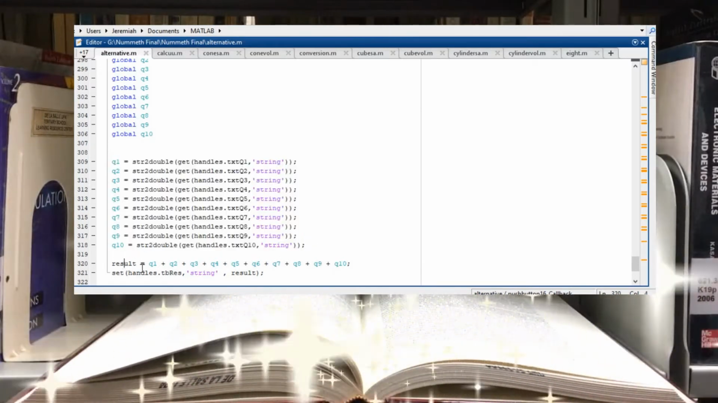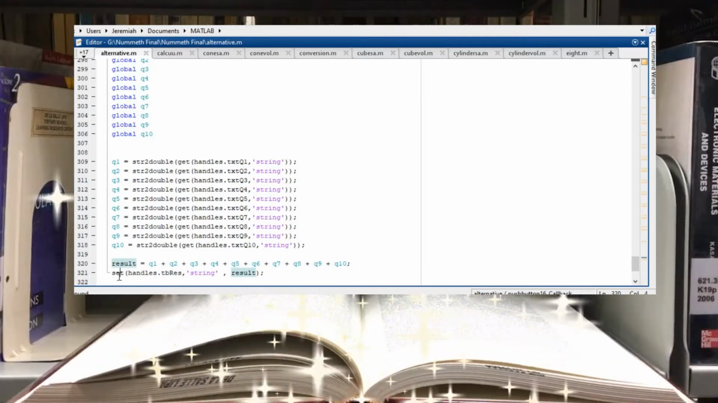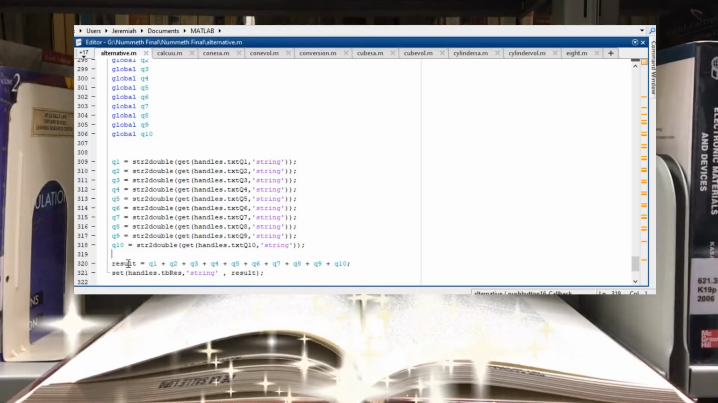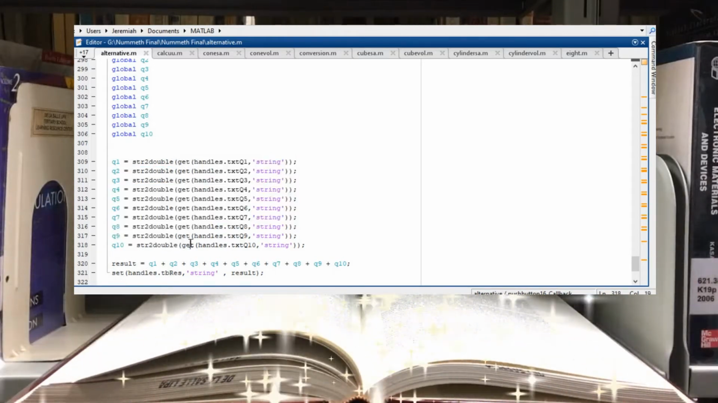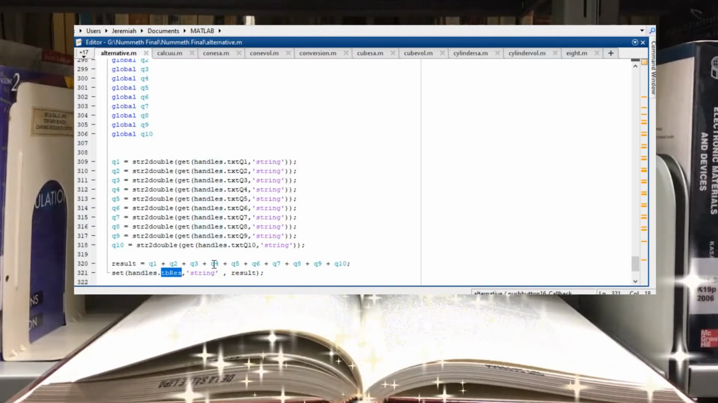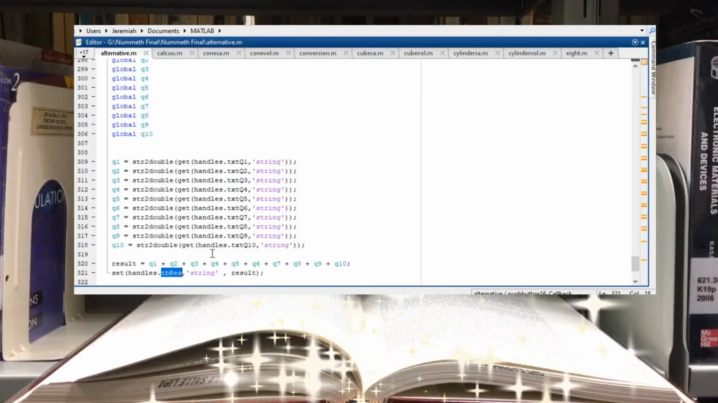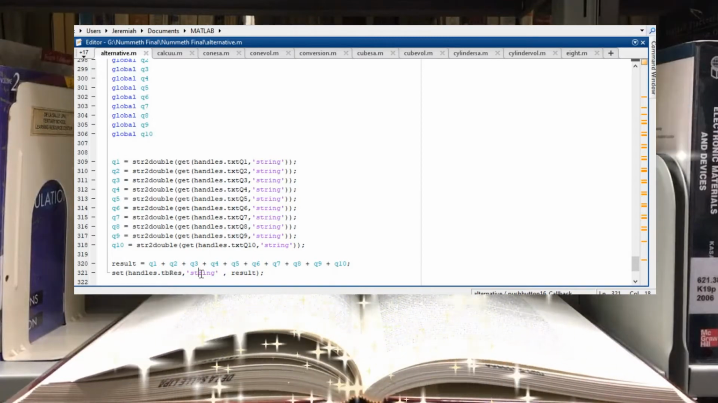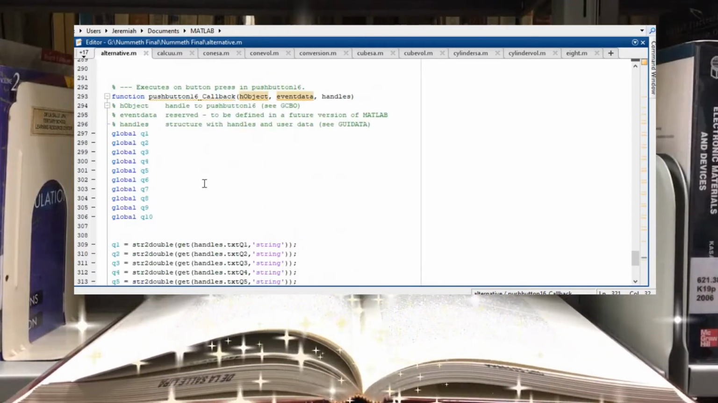Then to compute the result is Q1 to Q10, just add all in all. Set handles. We use this one set because we are going to set the values that we get from the first global. Handles that tbres. This tbres is the place where you want to set or to show the values that we get from the first global, string, and then result. That's all. That's the first part.